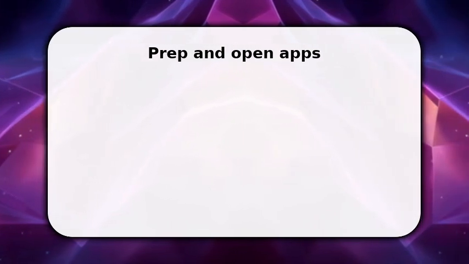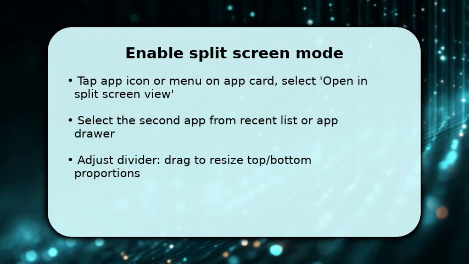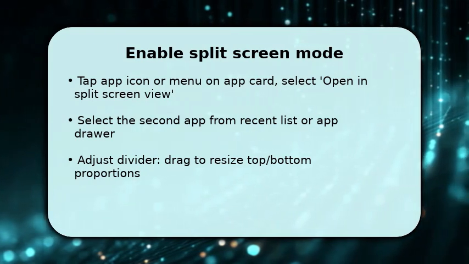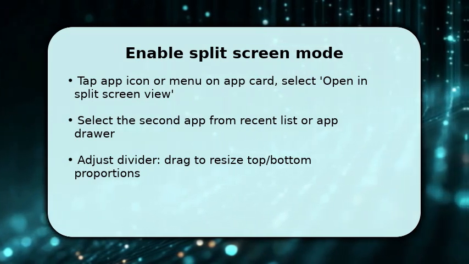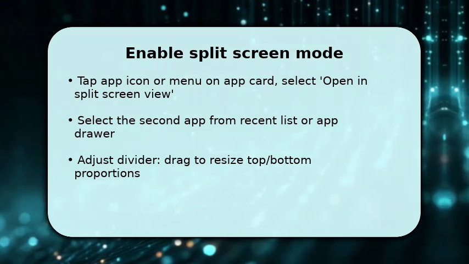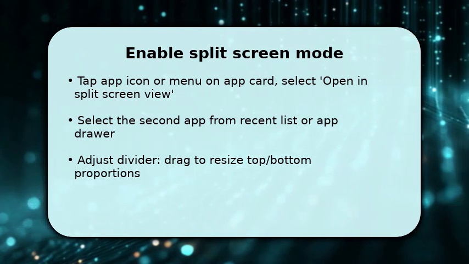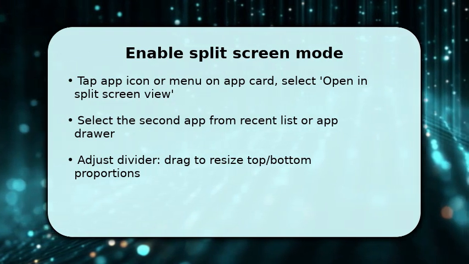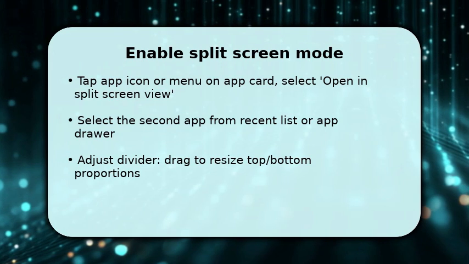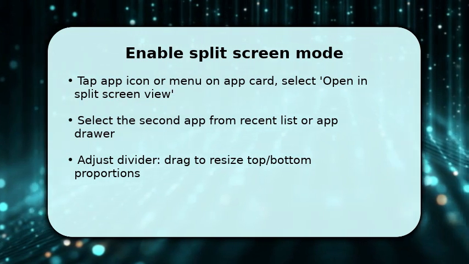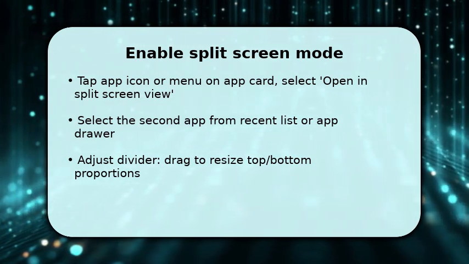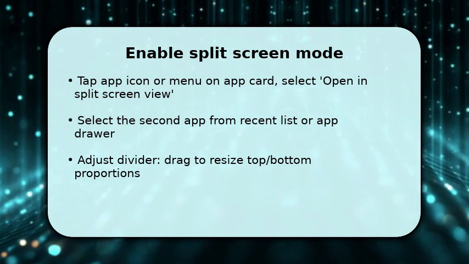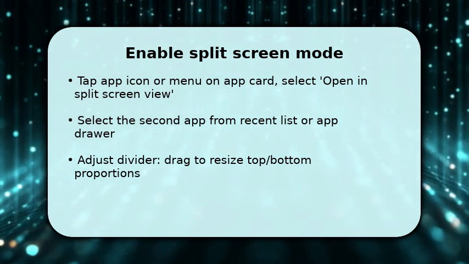Now you enable split screen. Tap the three-dot menu or app icon on the app card and choose Open in split screen view. That pins the first app to the top. Next, scroll the recent list or open the app drawer and tap the second app. It will occupy the bottom portion. Make sure to position the divider by dragging it up or down to set the proportion you need. This arrangement gives you simultaneous control and conserves memory by keeping only two active apps.